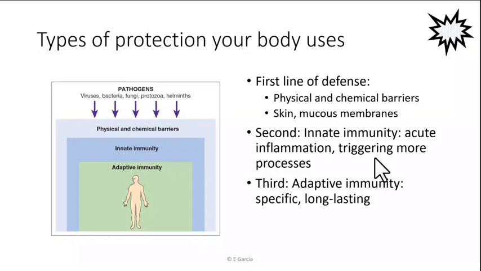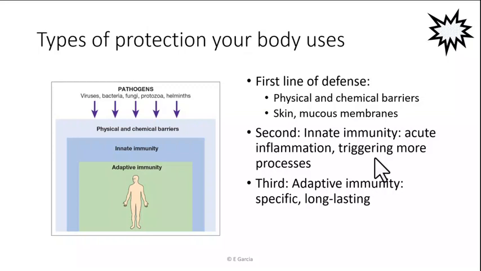So your first line of defense is your physical and chemical barriers. That's things like your actual skin, the pH of the layers on your skin, mucous membranes on any orifice in the body. That's your first line of defense, okay? Second line of defense is something called your innate immunity, which covers your acute inflammation processes and allows the triggering of more processes as needed. Third is your adaptive immunity. This is specific and long-lasting.